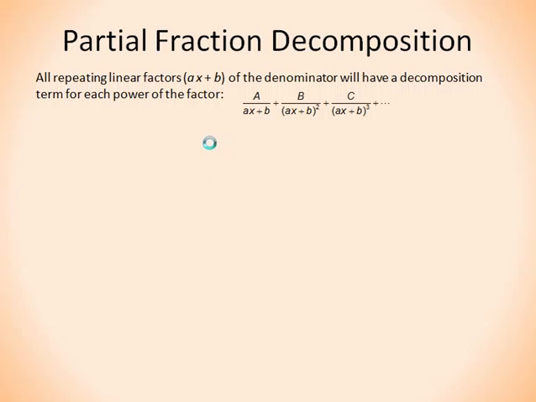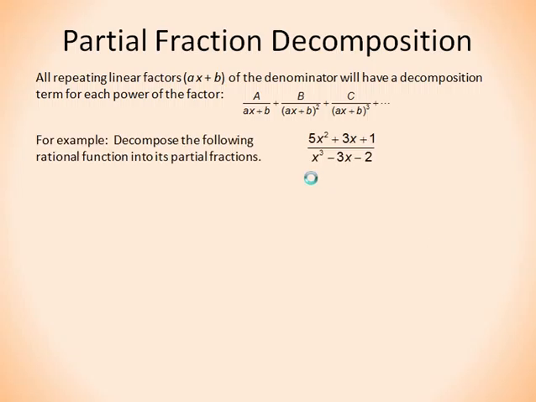When we have a repeating linear factor, then we have to have a decomposition term for each power of the factor. For example, if I had a power of 4 on my factor, I'd need a power of 1, a power of 2, a power of 3, and a power of 4 in my decomposition terms.